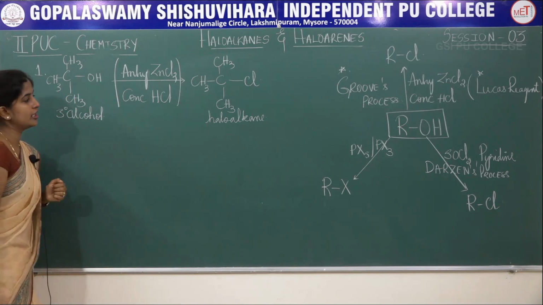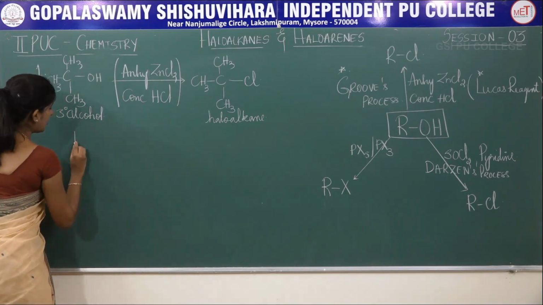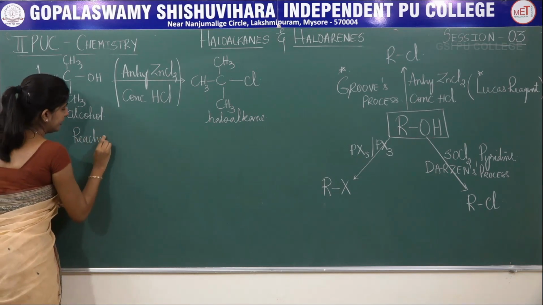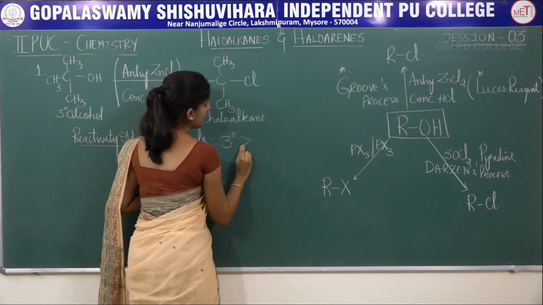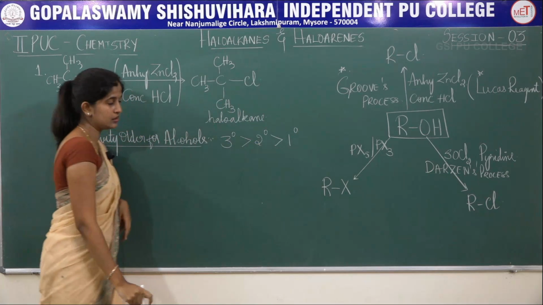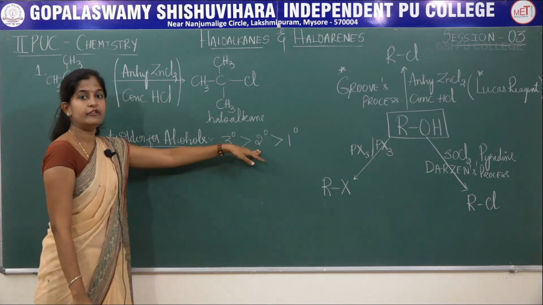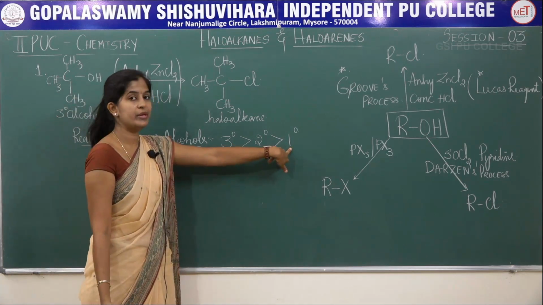The reactivity order of this reaction, that is the Groves process: what is the reactivity order for alcohols? Tertiary alcohols are more reactive than secondary, which are more reactive than primary alcohols. What do you mean by secondary alcohol? If your OH group is attached to a secondary carbon, they are called secondary alcohols. What do you mean by primary alcohols?